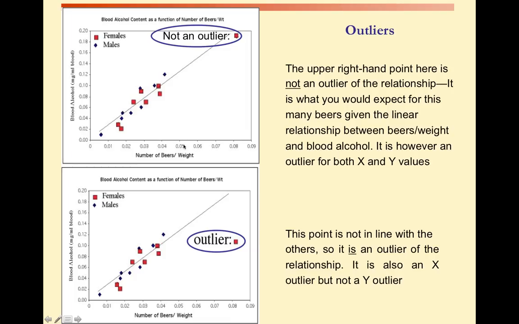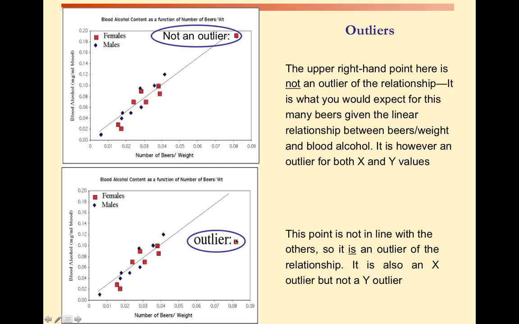So if I had more data on the number of beers per weight in this range, I would see more data along this line, and this would not look like it was an outlier, would not look like it was unusual. However, I'm seeing something funny here, where I'm seeing a large number of beers per the weight and a low blood alcohol level.